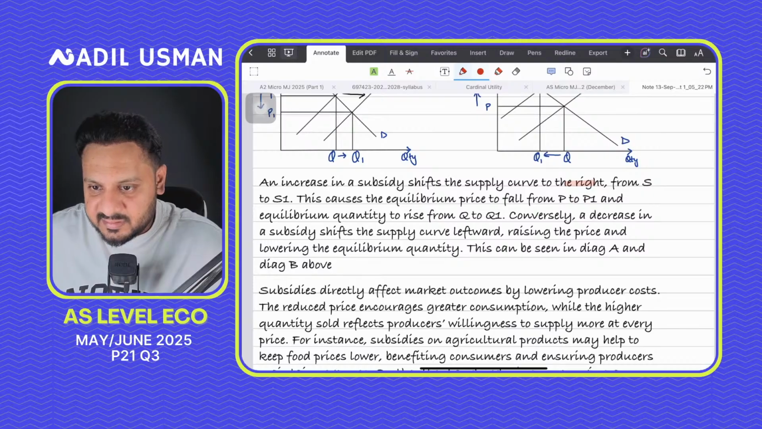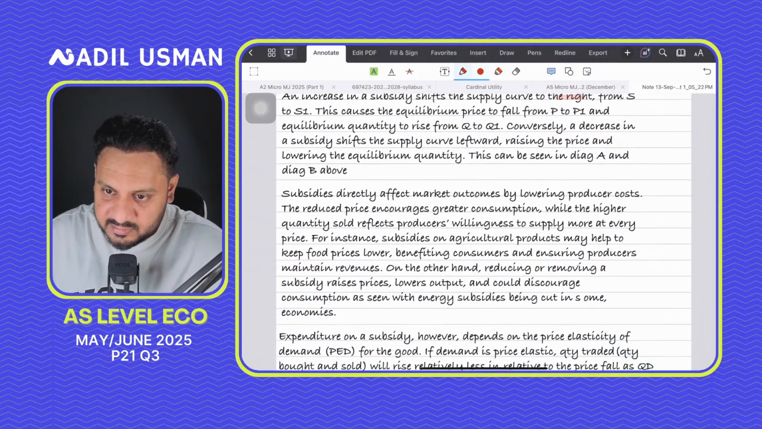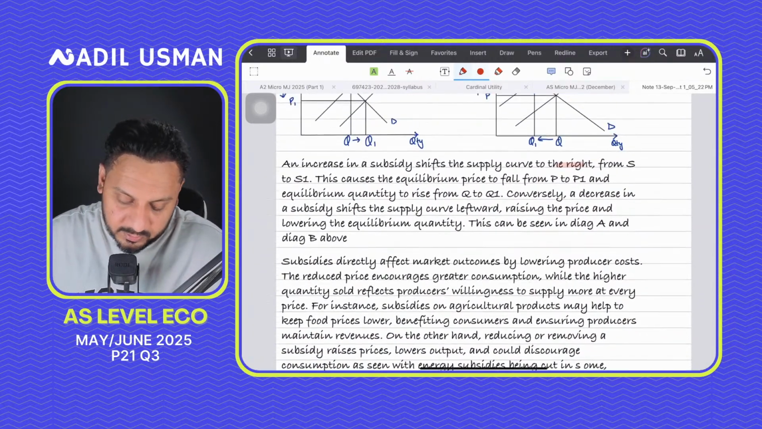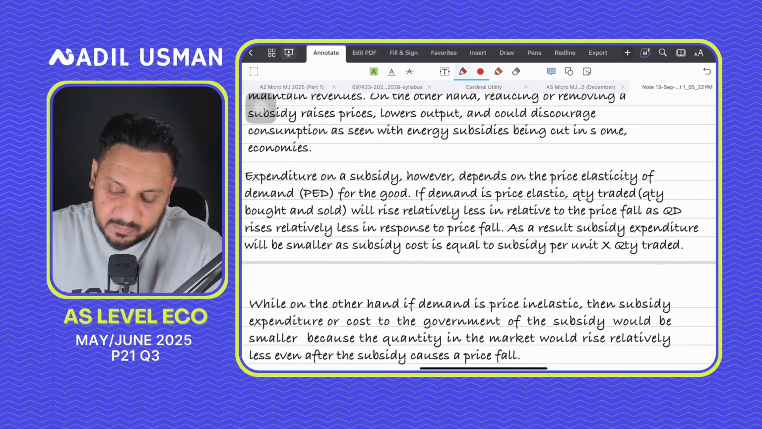Exactly, Khatija. This is exactly what you will write. If demand is elastic, a subsidy will cause a relatively large increase in quantity demanded, and this increases total government expenditure on subsidy. Exactly. If you write it like this, you will be marked. So let's see. Expenditure on a subsidy, however, depends on here.